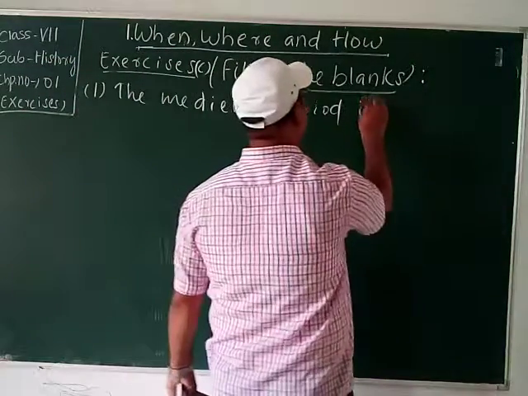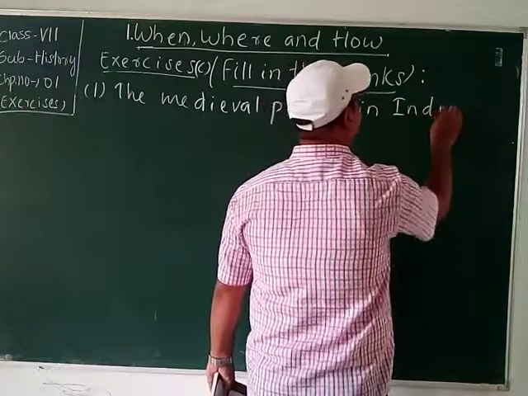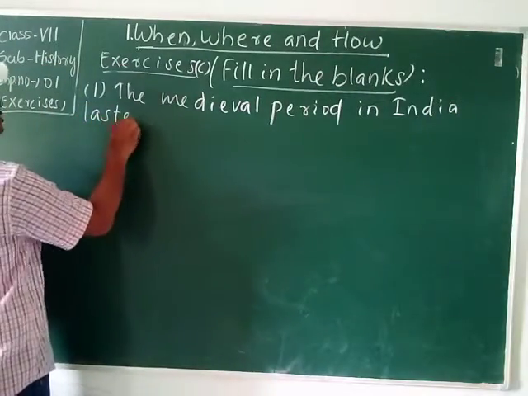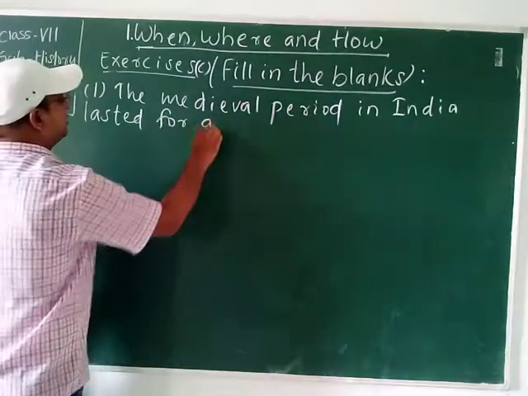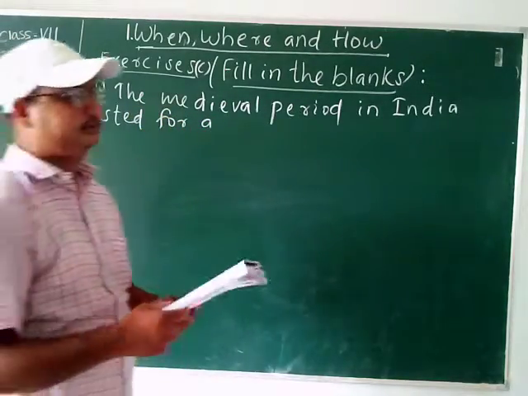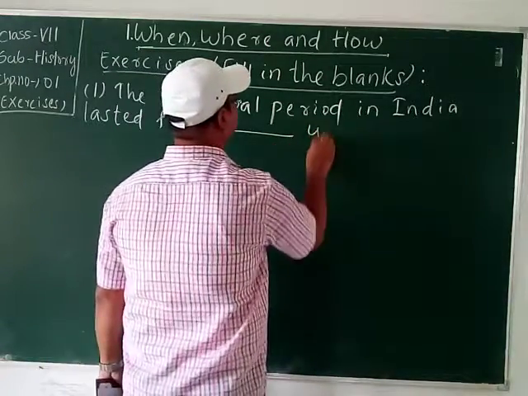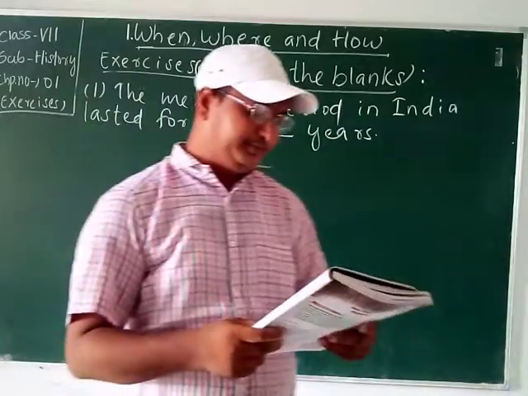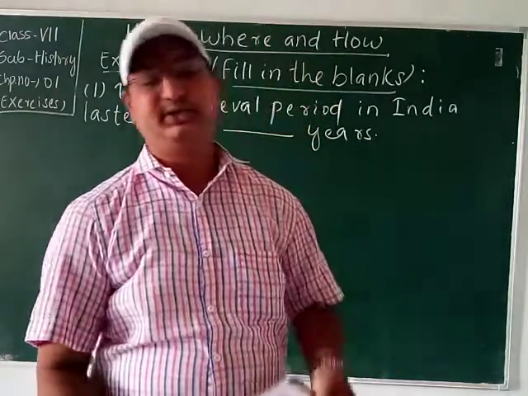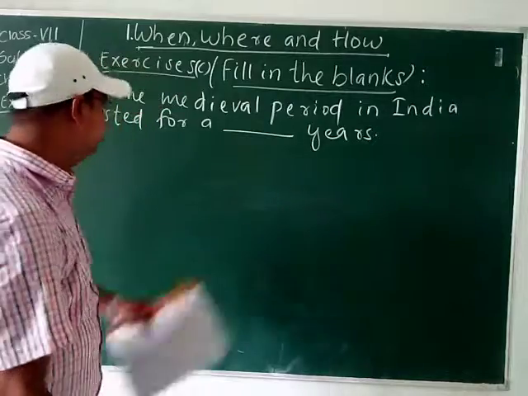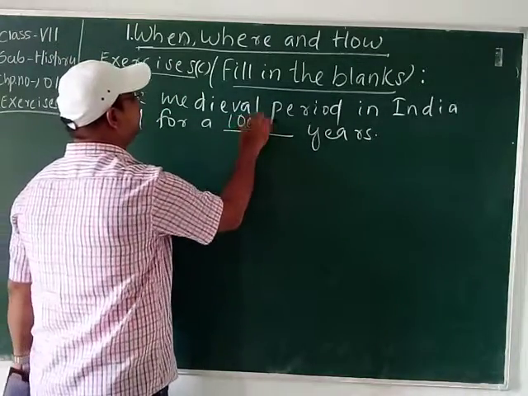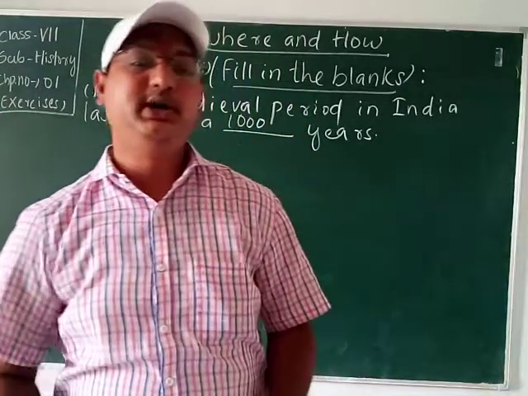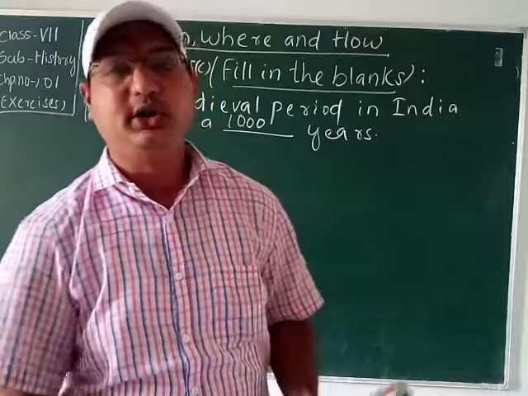The medieval period in India lasted for a how many years? Students, the answer, in the question and answers, we have read how many years it lasted. So here the answer will be 1000 years. Okay, students, 1000 years means 10 centuries. As I have told you, 1 century is equivalent to 100 years. So 10 centuries is equal to 1000 years.